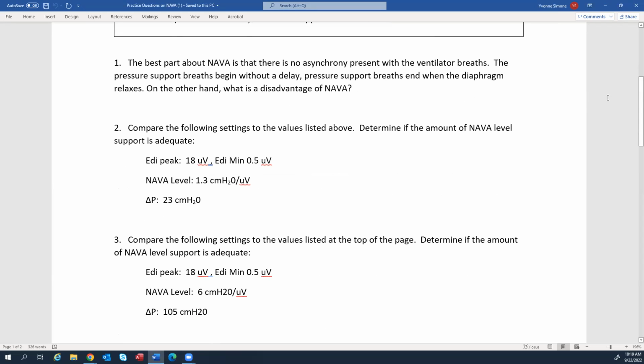Can I write on this? So a disadvantage of NAVA is having to put an invasive catheter into the patient's body in order to detect their inspiratory efforts. So the disadvantage is having to use an invasive catheter.